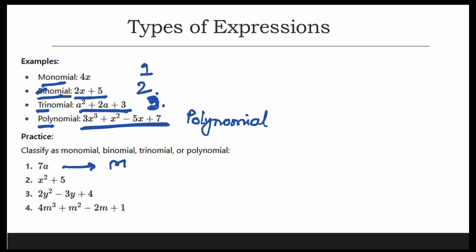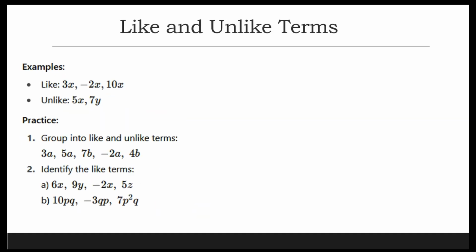So here the name itself is very clear. So what is 7a? Mono. What is x square plus 5? Bi. What is 2y square minus 3y plus 4? This is tri. And there are four terms here, so this is poly. So you don't need to remember anything, just remember mono, bi, tri, the meaning of each one of that, and poly.